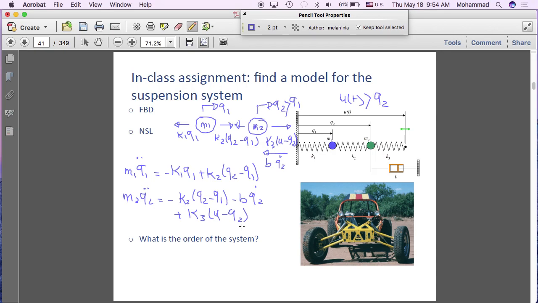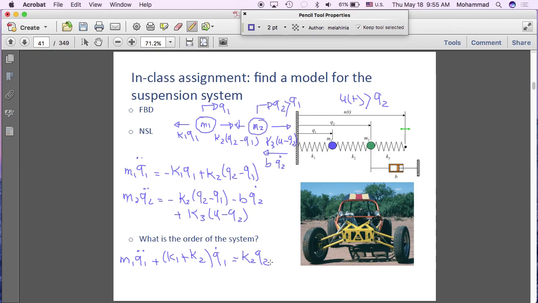We can rewrite them to have more of the standard appearance. So for the first one, we'll have m1 q1 double dot plus (k1 plus k2) times q1, and that is equal to k2 q2. That's closer to the standard form.